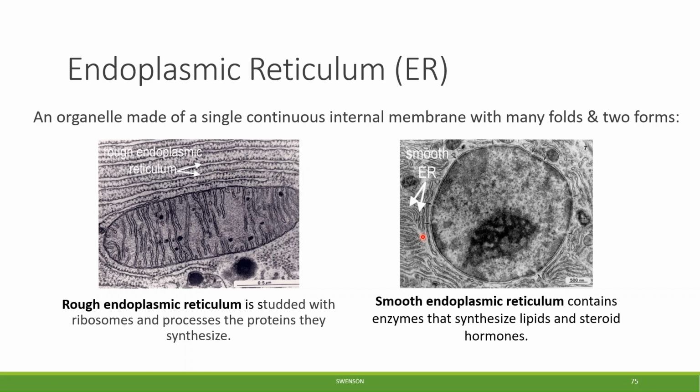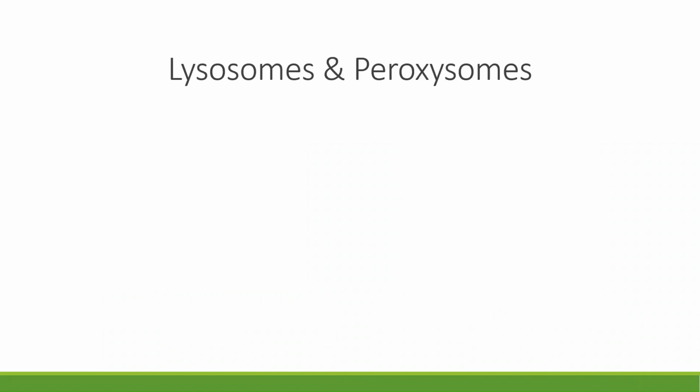The smooth ER lacks these ribosomes and therefore those membranes appear smooth. And they have enzymes that associate with them involved in lipid or steroid hormone synthesis. And that's what we need to know about those particular organelles.